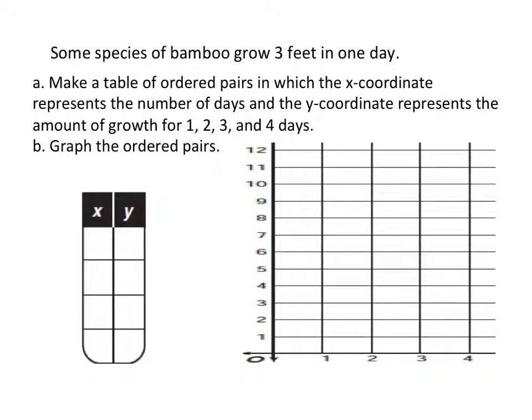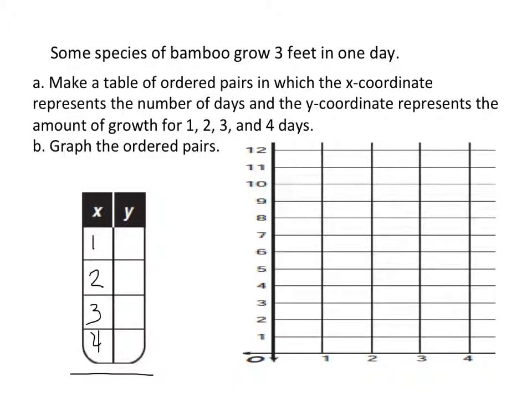Let's take what we've learned in the previous slides and put it into a small real-world problem. The species of bamboo can grow 3 feet in 1 day. All right, what do they want us to do with that information? First, they want us to make a table of ordered pairs in which the x-coordinate represents the number of days and the y-coordinate represents the amount of growth for 1, 2, 3, and 4 days. So in this problem, we know x is going to be 1, 2, 3, and 4 because we're going to be measuring for the first day through the 4th day.